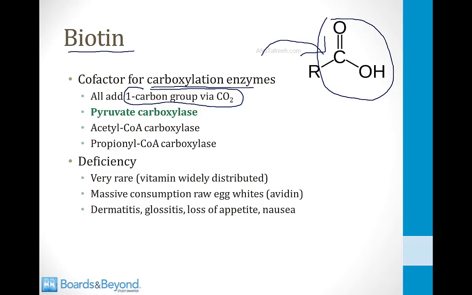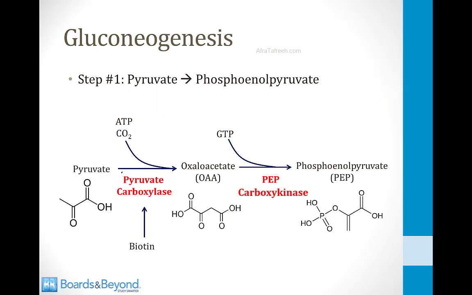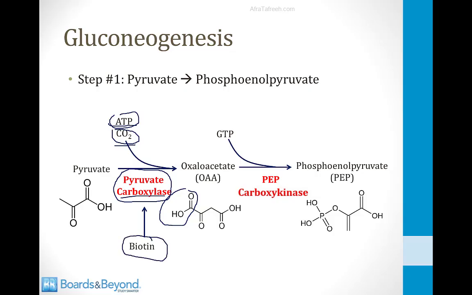There are three important metabolic enzymes where biotin is a cofactor. The first one is pyruvate carboxylase, which we're talking about in this module, also acetyl-CoA carboxylase and propionyl-CoA carboxylase. If we go back 2 slides, we can see that pyruvate carboxylase adds a carboxylic acid group to pyruvate, and it adds the carbon from CO2, and it uses ATP. And anytime you see a carboxylase enzyme that uses CO2 and ATP, it is going to require biotin for a cofactor. All of the carboxylase enzymes that require biotin as a cofactor use these two molecules in the reaction that they catalyze.